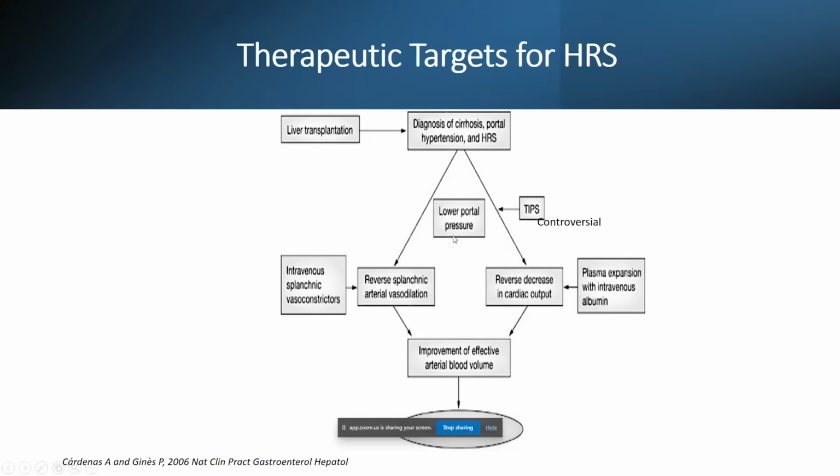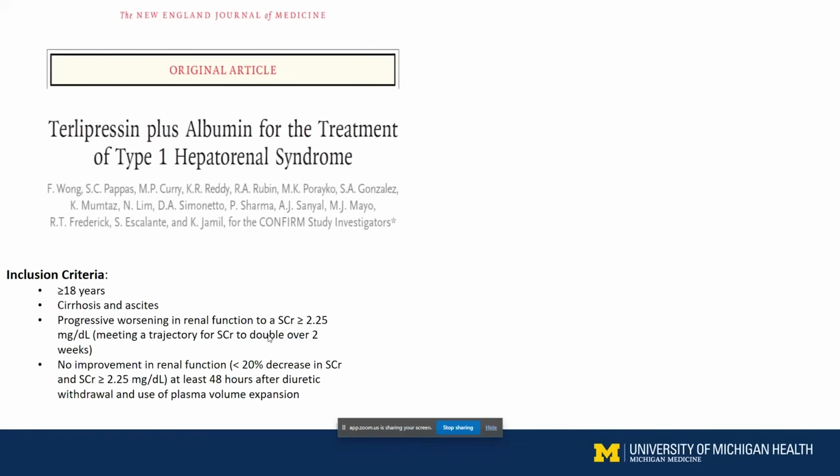Other options include lowering the portal pressure. How can we do that? We can use intravenous splanchnic vasoconstrictors as well as volume expansion with albumin, which theoretically improve the effective arterial blood volume and improve HRS. These could be used as a bridge to transplant. Terlipressin was used by the entire world except the United States for the last 15, 20 years. However, we did a couple of studies in the past, and it did not meet the efficacy criteria.